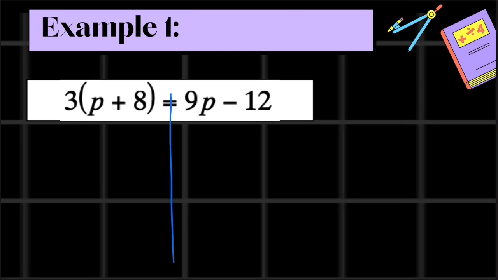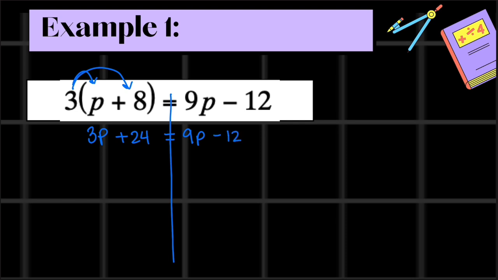Our first example is 3 times (p plus 8) equals 9p minus 12. In this case, we are solving for the variable p. Step 1 is to distribute if necessary. Since we have parentheses here, we're going to distribute the 3 to everything inside the parentheses. 3 times p is 3p. 3 times positive 8 is positive 24. Equals, we don't have any parentheses on the right side of the equal sign, so there's no need to distribute. We're just going to bring everything down. So we have 9p minus 12.